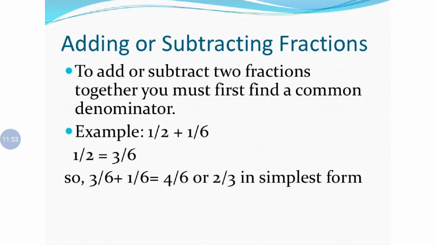So with a common denominator, 3 by 6 plus 1 by 6. The common denominator is 6. Just add 3 plus 1, that is 4 by 6. Reducing to the simplest form, divide numerator and denominator by 2. 4 divided by 2, 6 divided by 2. 2 2s are 4, 3 2s are 6, so the simplest form is 2 by 3.